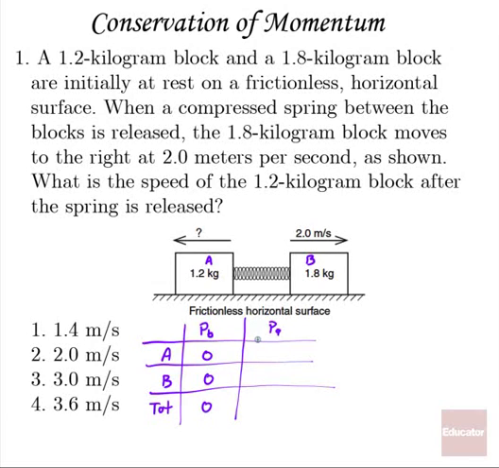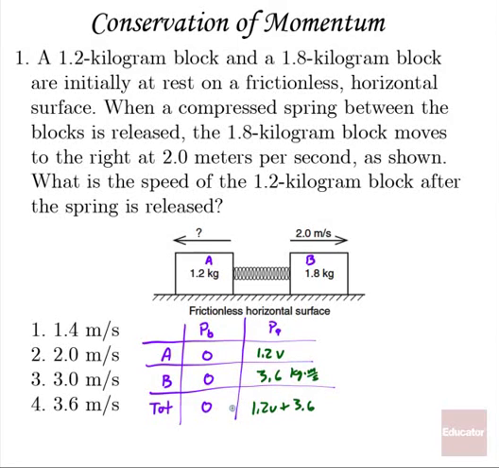Now, after the event, A, well, what do we know? We're looking for the speed of the 1.2 kilogram block after the spring is released. So its momentum after, mass times velocity, will be 1.2 times v, and we're looking for that v. The momentum of B is going to be 2 meters per second times 1.8 kilograms, which is going to be 3.6 kilogram meters per second. So the total momentum after is going to be 1.2 v plus 3.6.